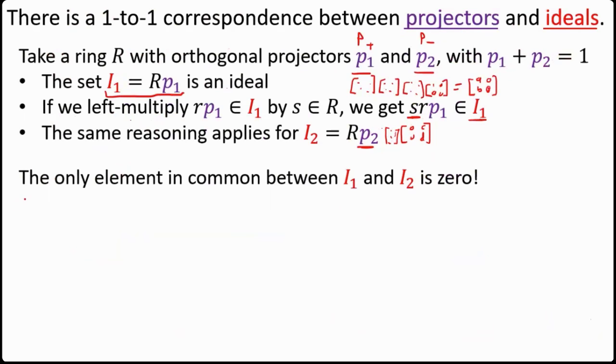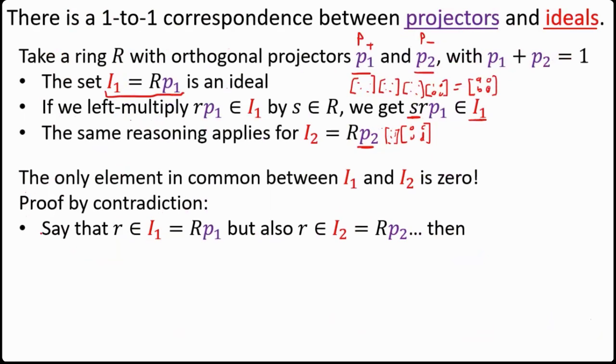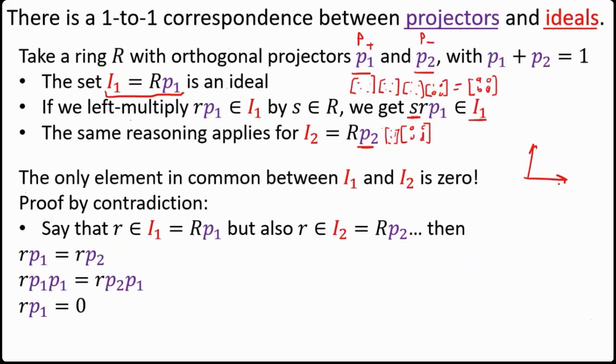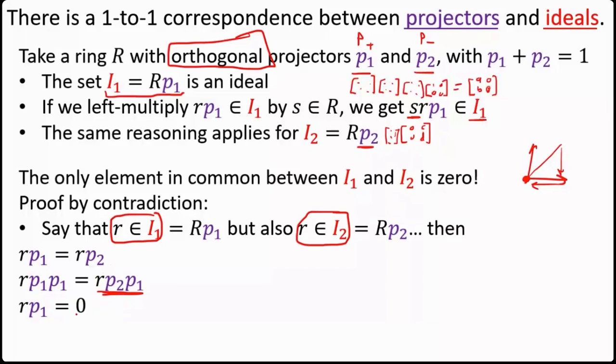And also the only element that they have in common is the zero matrix. I'm trying to think of an intuitive reasoning. Like I said before, if two projectors are orthogonal, if you project using one and then project using the other, then you get 0. There's nothing left. So if you assume that I have some R that lives in the first ideal and it also lives in the second ideal, the only way that can happen is if we've used both projectors, which means it has to be 0. So 0 is the only thing that the two ideals have in common.